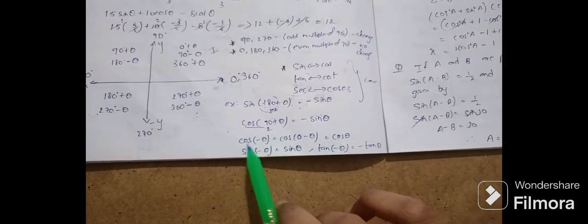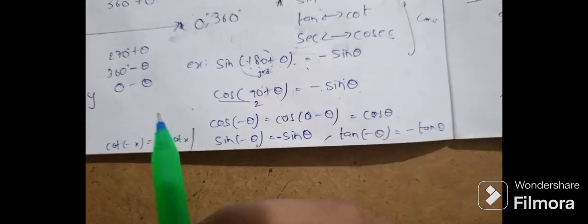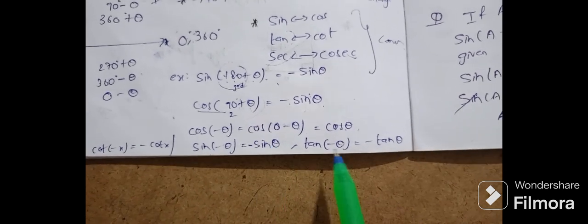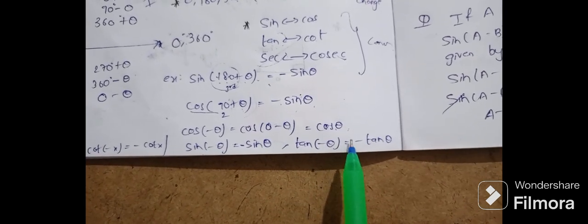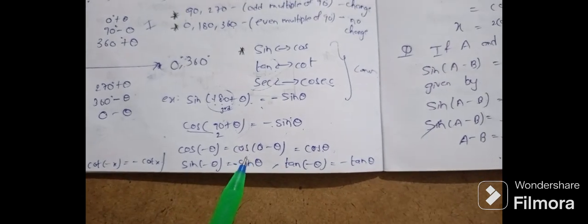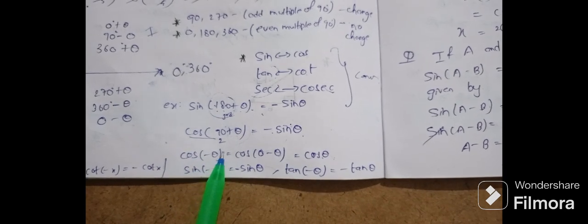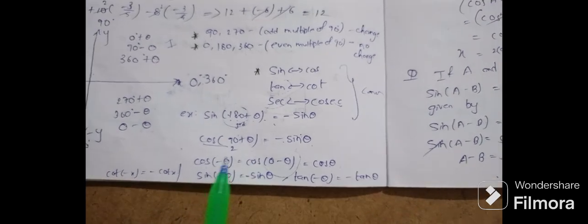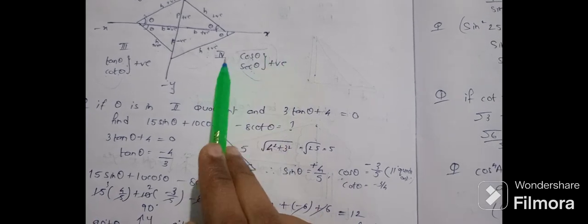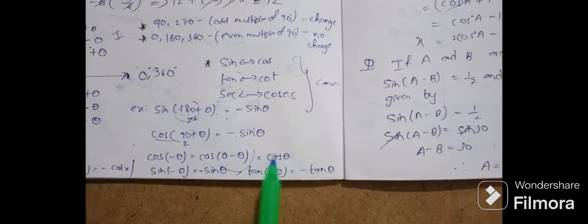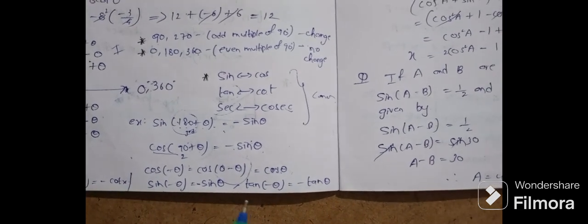And let us quickly go through some important things. Here, cos minus theta is cos theta, but sin minus theta is minus sin theta. In the same way, tan minus theta is equal to minus tan theta, and cot minus theta is equal to minus cot theta. That is why, let us go through. Cos minus theta can be written as cos 0 minus theta. Here 0 minus theta lies in which quadrant? That is the fourth quadrant. In the fourth quadrant, we have only cos theta and secant theta positive. So for cos theta it will be positive, and for sin theta, tan theta, cot theta it will be negative. This is the thing here.